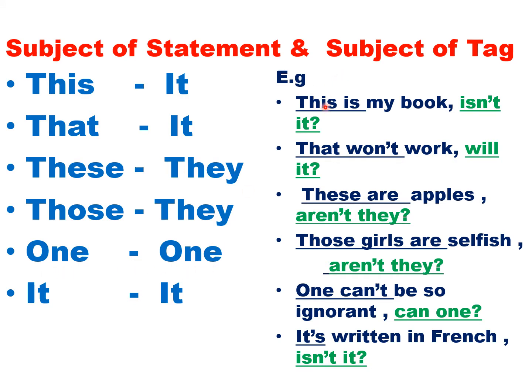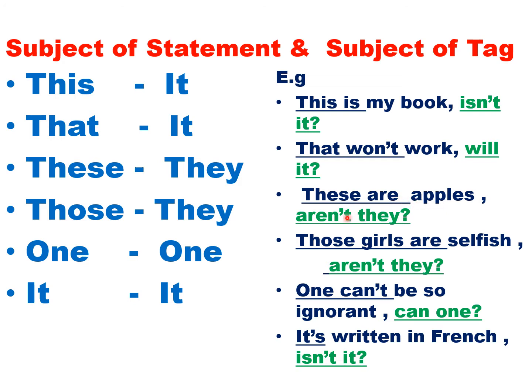See the examples. This is my book. This is a positive statement, so we must use a negative tag. We must use is not. The contraction form of is not is isn't it. That won't work. Instead of won't, we must use will, because as this is a negative statement, we must use a positive tag.